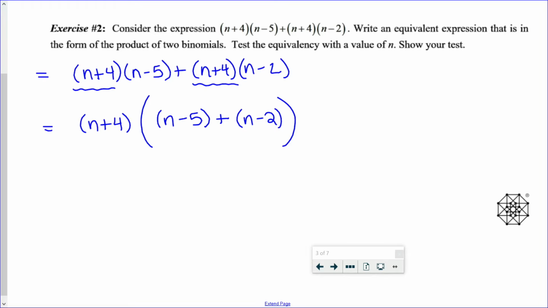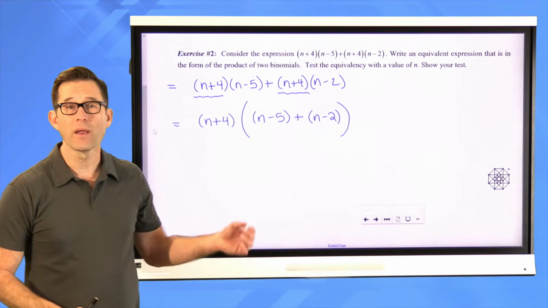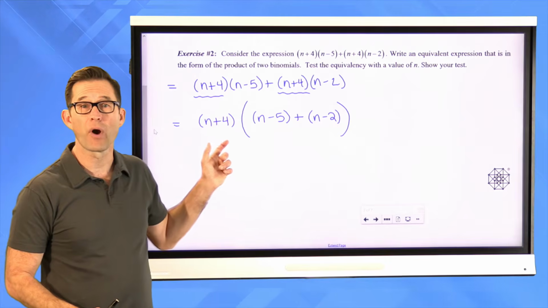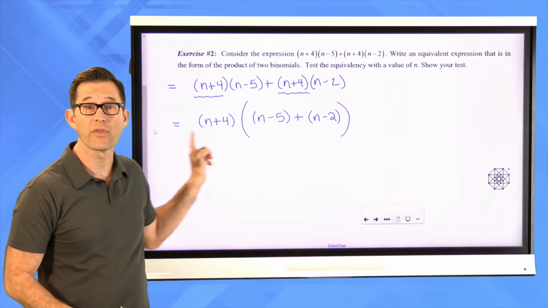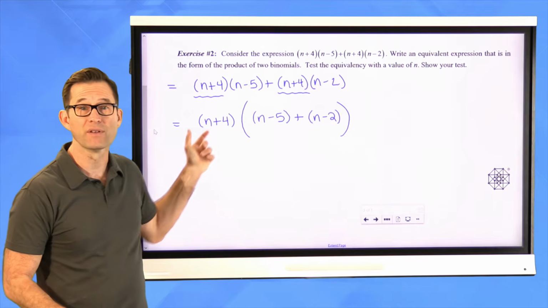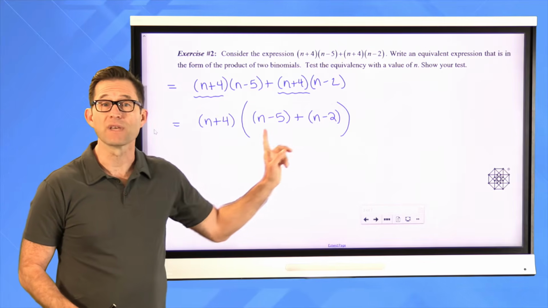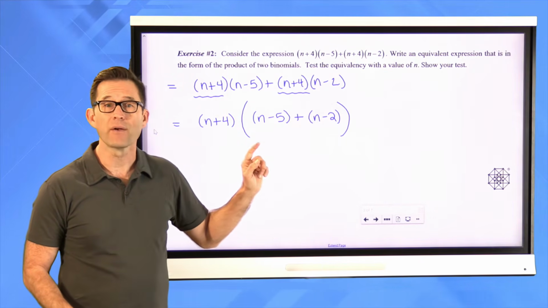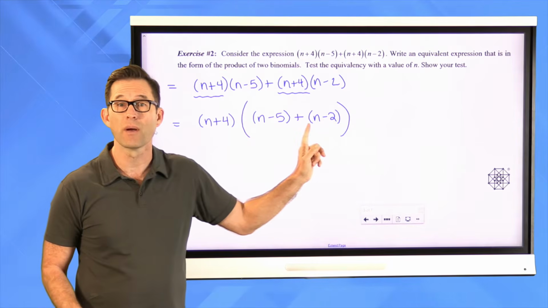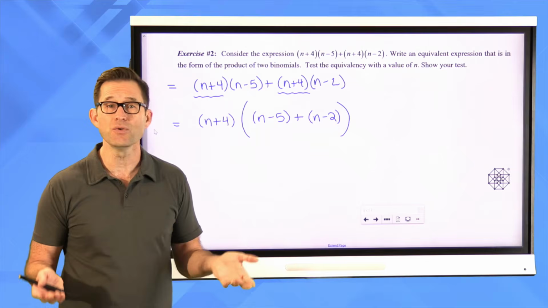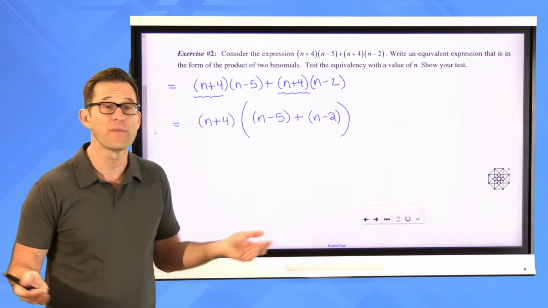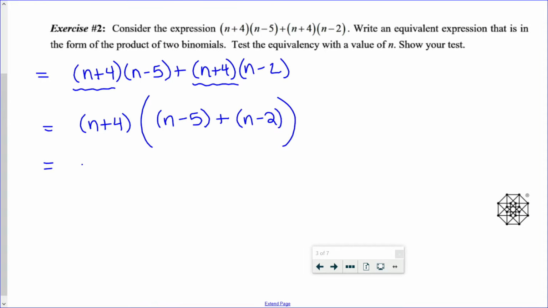Let's pull back for a second and take a look at this. All I'm saying is I can reverse the distributive property, because if I had this to begin with, I could take the n plus 4 and multiply it through by both of these two binomials. Now I'd like to simplify what's inside of here. There's no number multiplying this, and no number multiplying this, so I can just use the associative property of addition and get rid of those parentheses. There's no need for them, because addition is associative. I can just get rid of them.